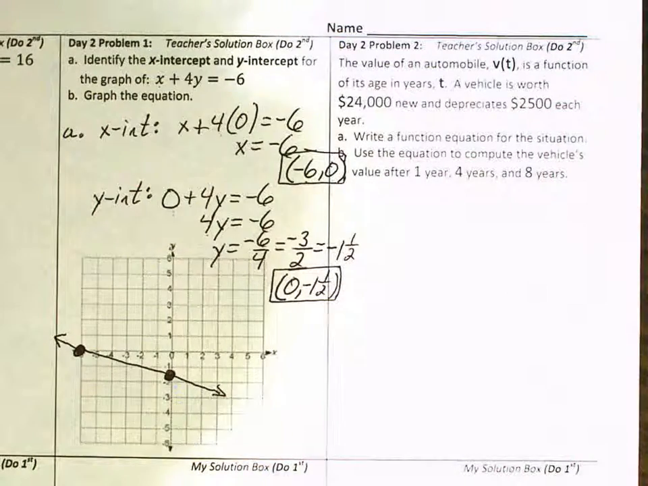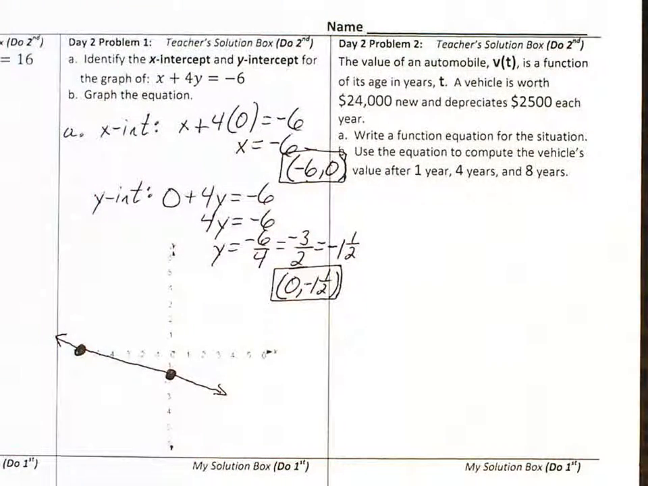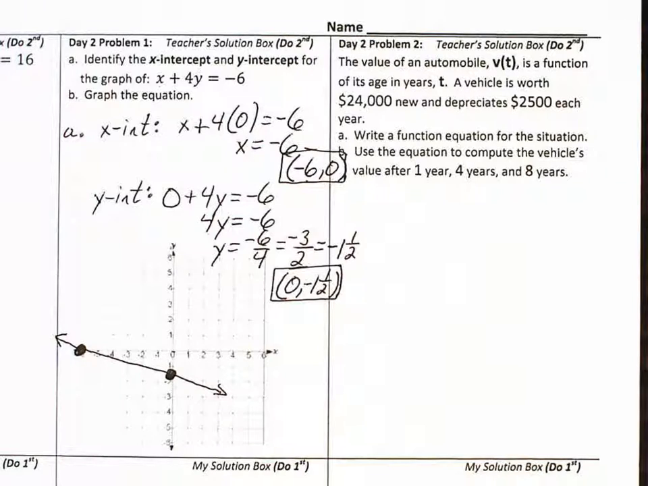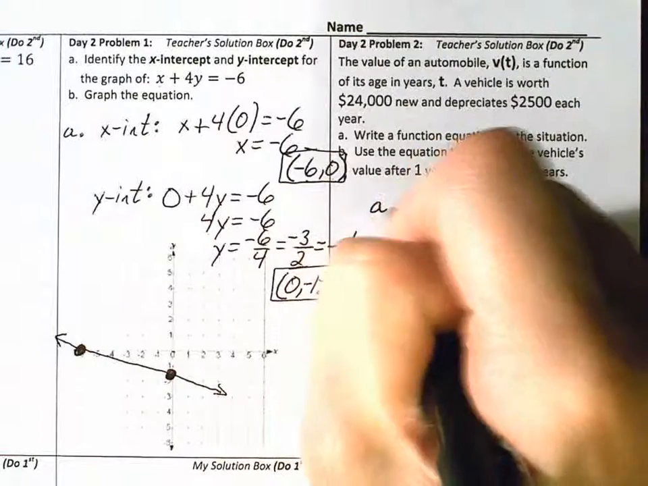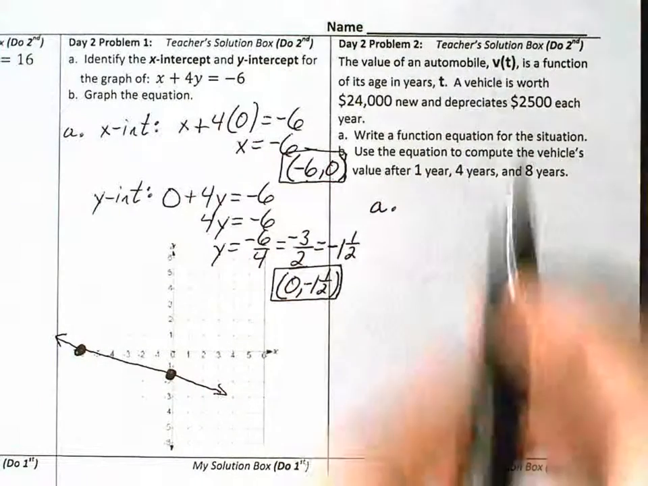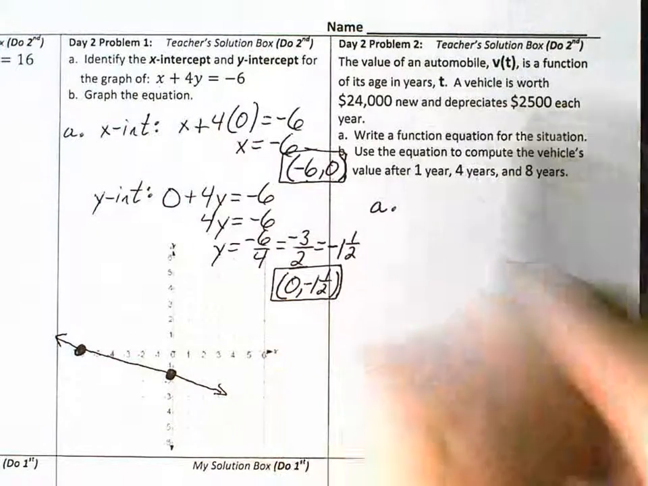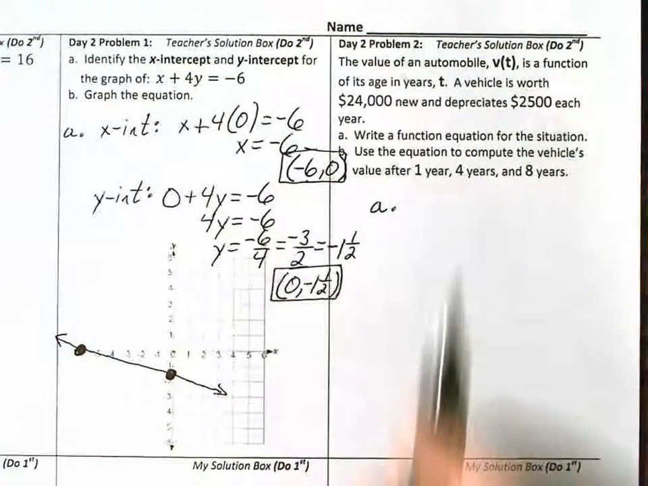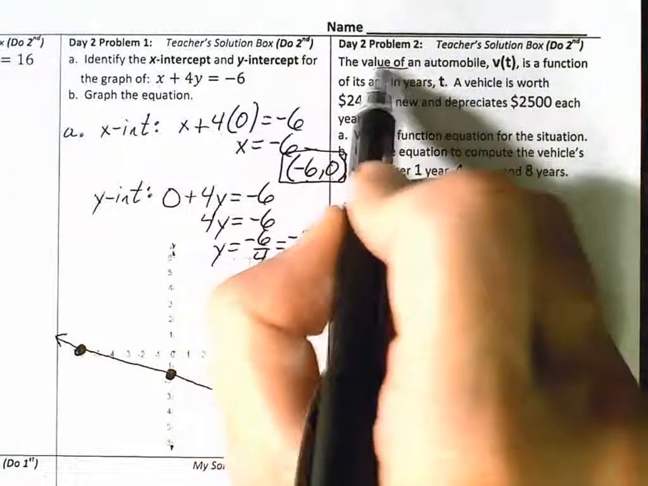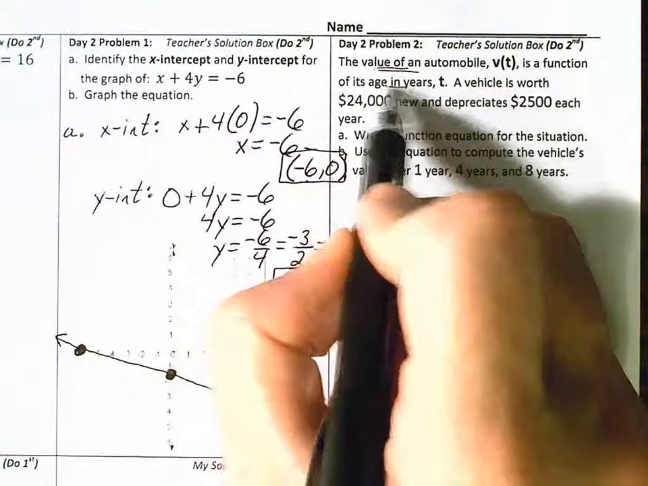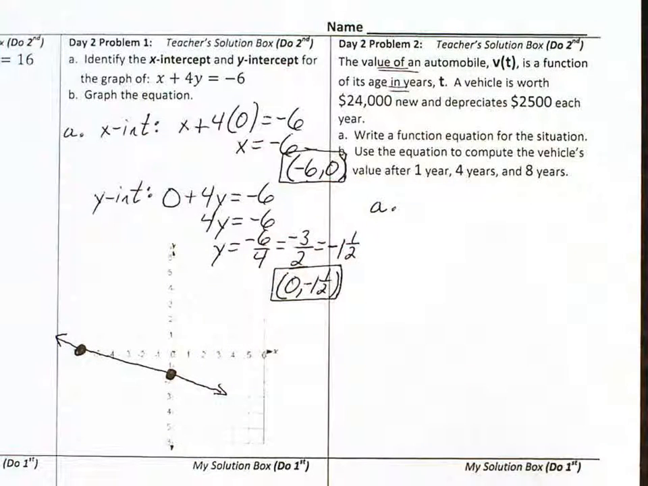Now, Day 2, Problem 2. The value of an automobile, V of t, is a function of its age in years t. A vehicle is worth $24,000 new and depreciates $2,500 each year. Question A, write a function equation for the situation. So we're going to write an equation that uses these symbols and numbers in the problem. And the equation is going to show us the relationship between the value of a vehicle and its age in years, because the value of a vehicle is often dependent on how old it is.